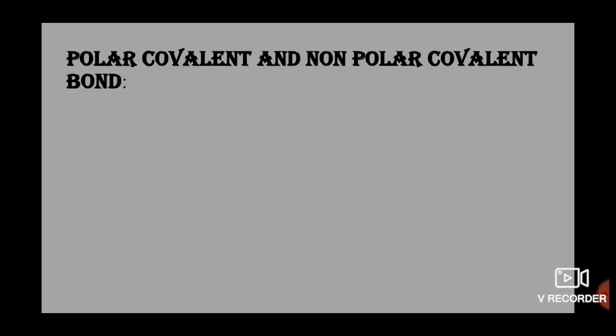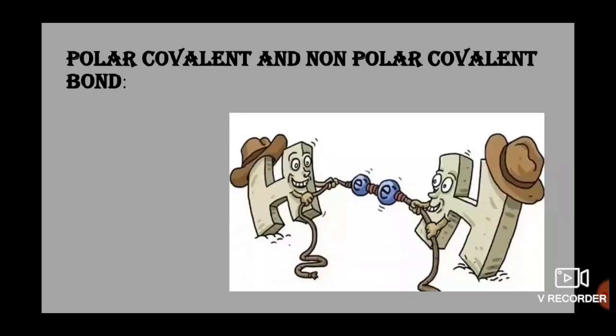And for non-polar covalent bond, there will be less electronegativity difference, and as a result, the shared pair will be at the center of the two atoms. For example, hydrogen molecule. Here both the hydrogen atoms have almost same electronegativity values, and so there is no charge separation between them.